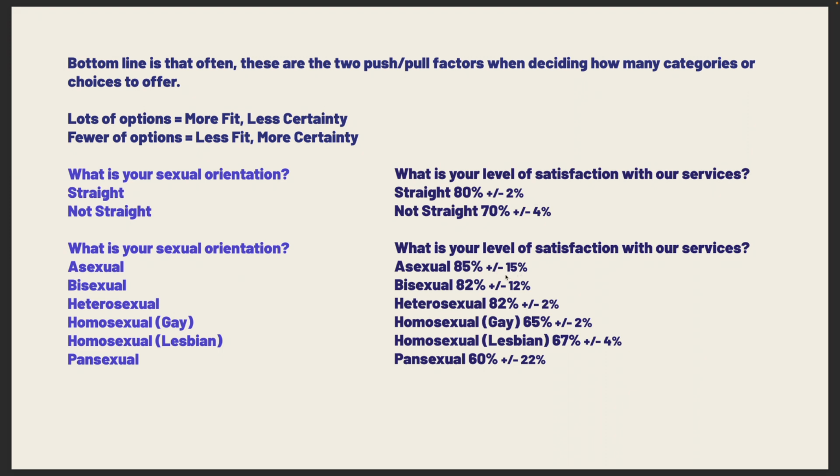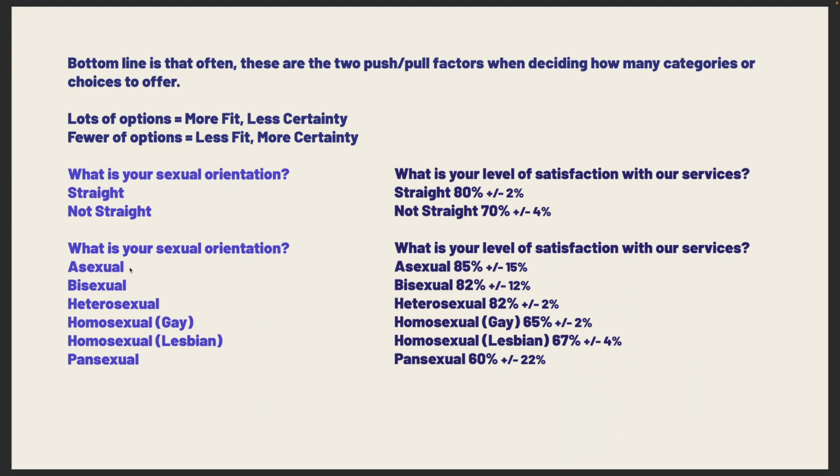And you can see that these plus or minuses get a lot bigger in the second option, even plus or minus 22, plus or minus 15. The level of certainty gets lower. We're less certain that we have the exact right result for people who identify as asexual. And the reason for that is that there's a much smaller number of people who checked this box in our survey.